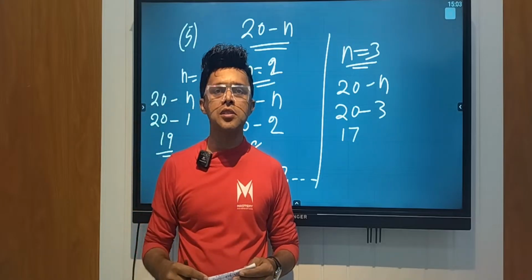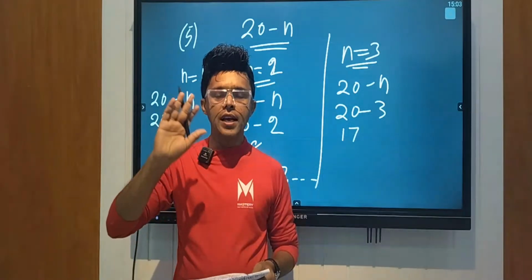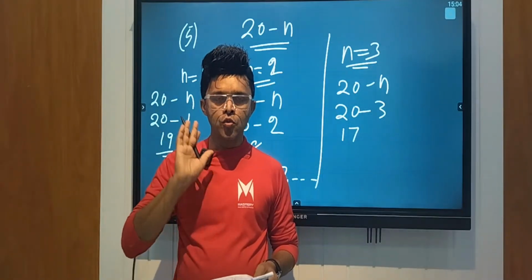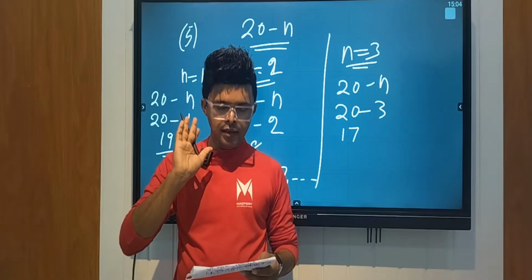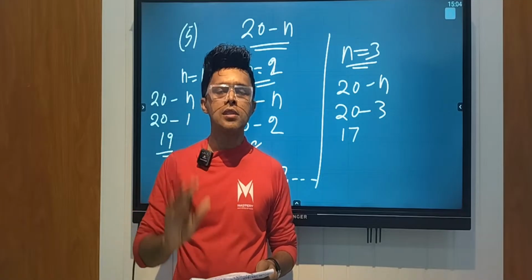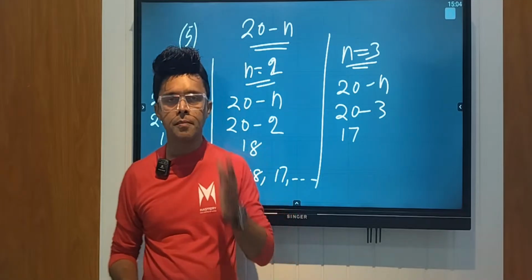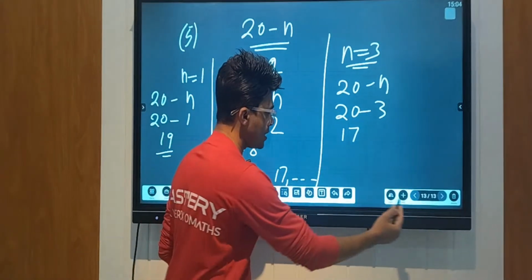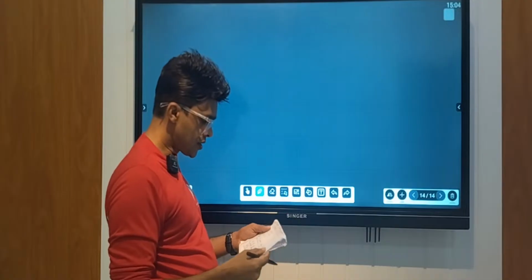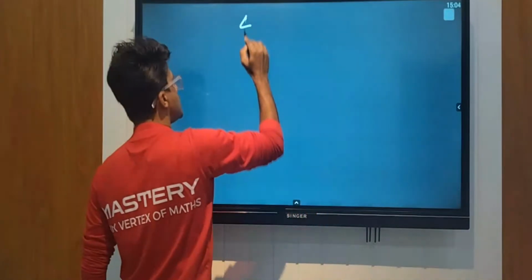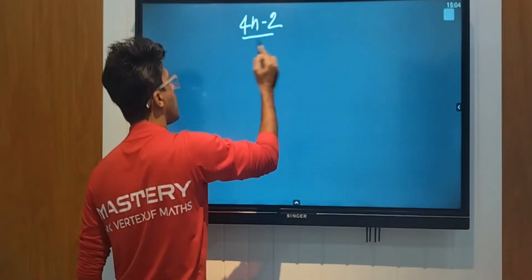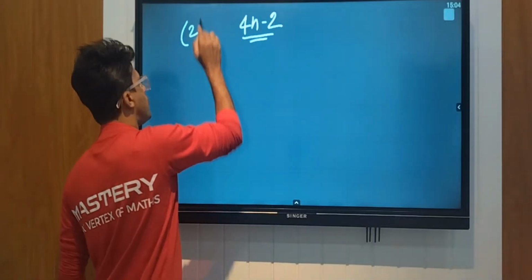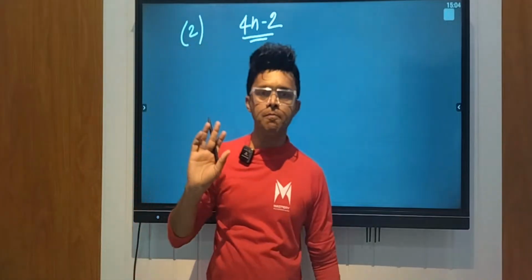I'm doing these questions, so you need to listen to me very carefully and learn how to do these types of sums. The question here is: the general term of a number pattern is 4n minus 2.